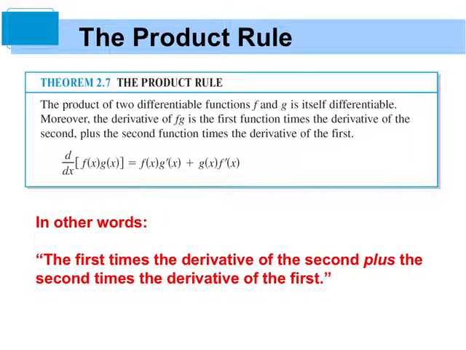And we'll go back and do that same example using the product rule just so you can see what it looks like. This is the easier of the two. The quotient rule is a little nasty.